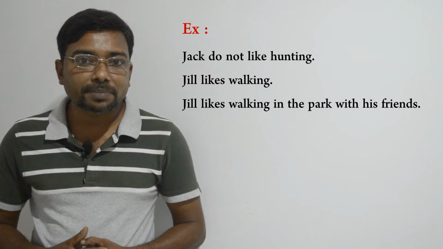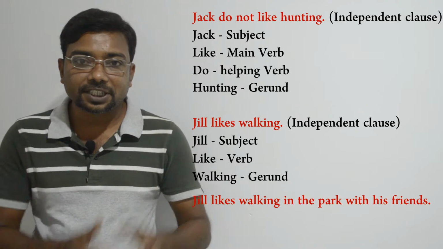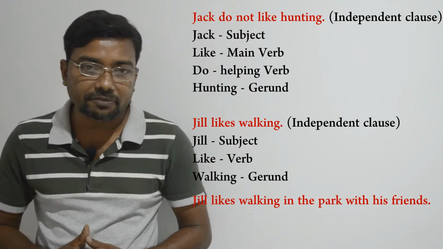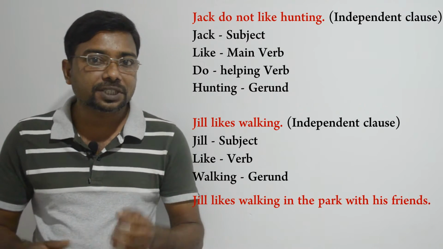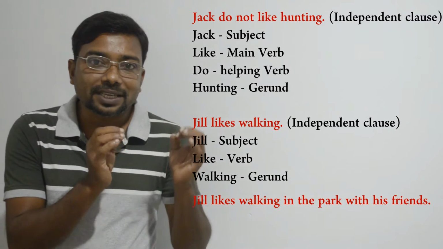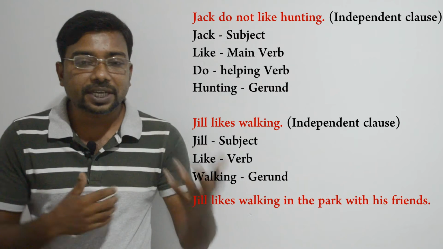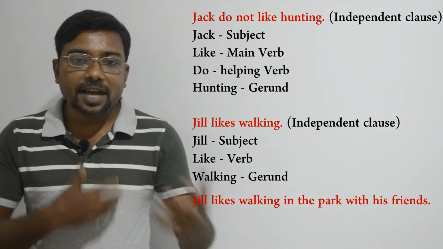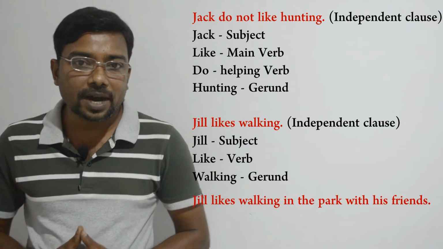Look at the first example. Jack do not like hunting. Here Jack is the subject, like is the main verb and do is its helping verb. Okay, here hunting is a gerund because it acts as a noun in the sentence. So actually it is the object of the sentence. We know objects are nouns. Okay, go through the second example. Jill likes walking. Here Jill is the subject and likes is the verb.